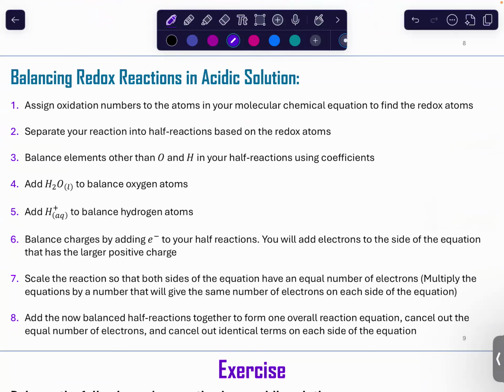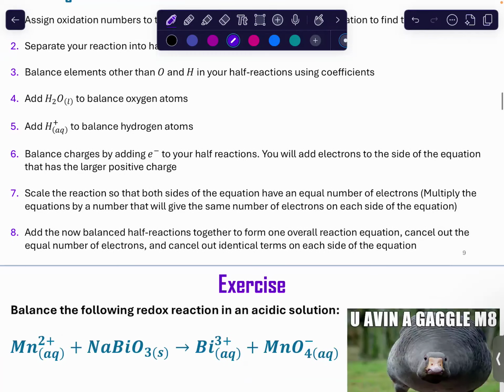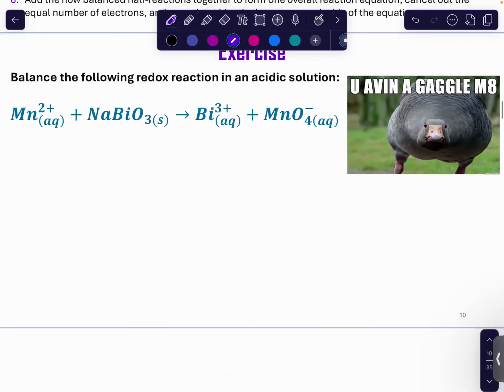So again, assign oxidation numbers, separate into half reactions based off the redox, balance every other element other than oxygen and hydrogen, okay? Then you're going to balance your oxygens with water. Then you're going to have an excess of hydrogens due to the waters that you put in there, so you're going to need to balance with protons. Balance hydrogens with protons. Then you're going to balance the charges with electrons. Then you're going to scale the half reactions to make sure they all have the same number of electrons. Then you're going to add everything together and cancel like terms, okay? So, let's do this one.